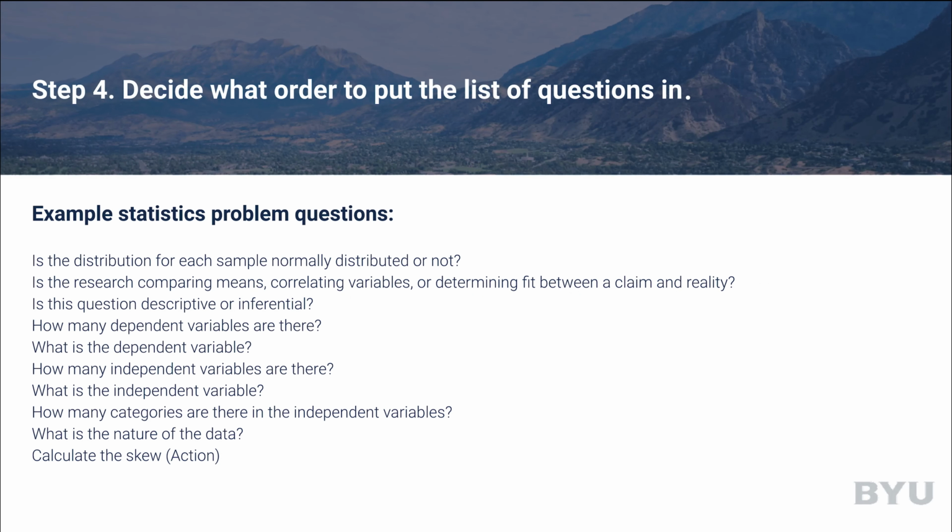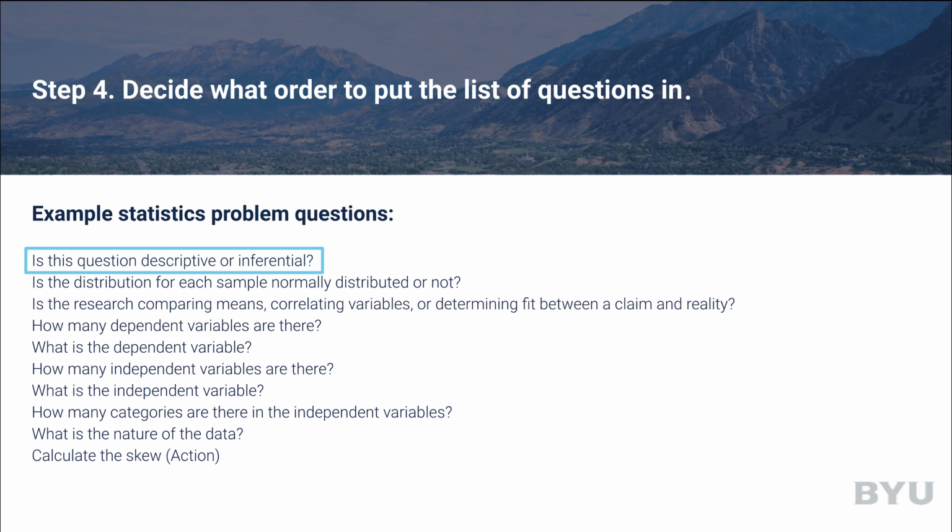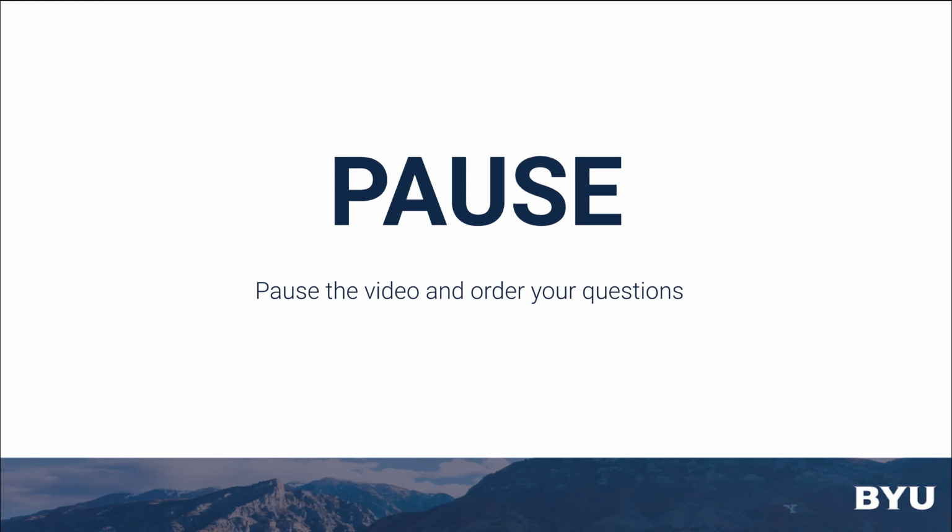Next, decide what order to put the list of questions in. For some of the questions, it doesn't matter what order you place them in. In this statistics example, you could determine what the independent variable is before the dependent variable, or vice versa. In other cases, however, the order is necessary. For our statistics example, it is best to determine first if the question is descriptive or inferential before analyzing further. Pause the video and order your questions.